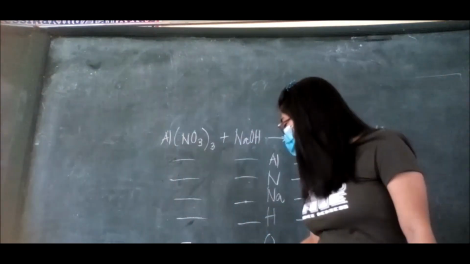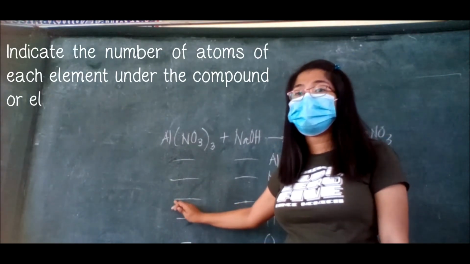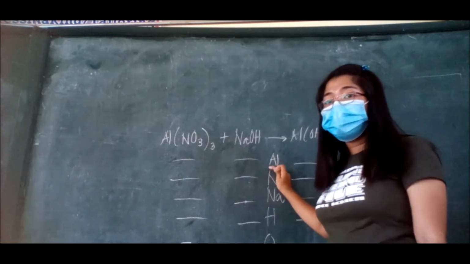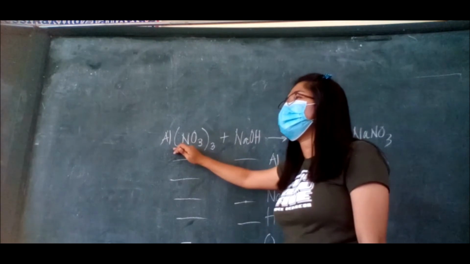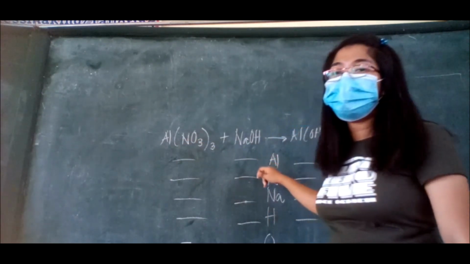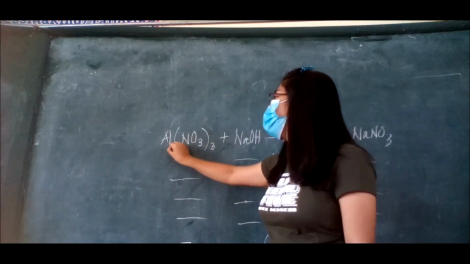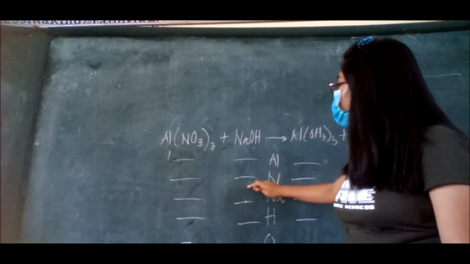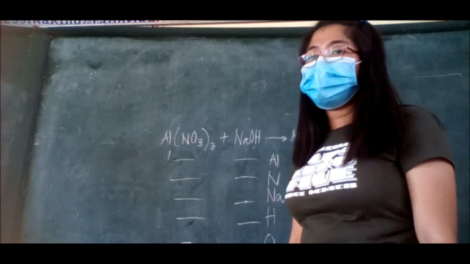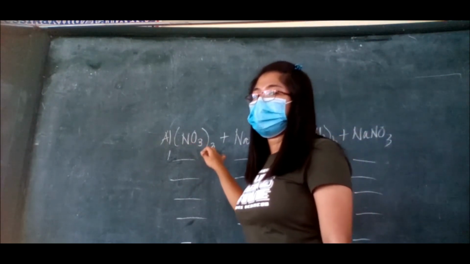Now, in balancing this equation, you have to see to it that the number of atoms in the products is the same as the number of atoms in the reactants. So now, let's begin with aluminum in this compound, aluminum nitrate. How many aluminum atoms are there? We have 1. What about nitrogen? Okay, 1. Do we write it as 1? Definitely not, because we have 3 here. 1 times 3, that's 3.